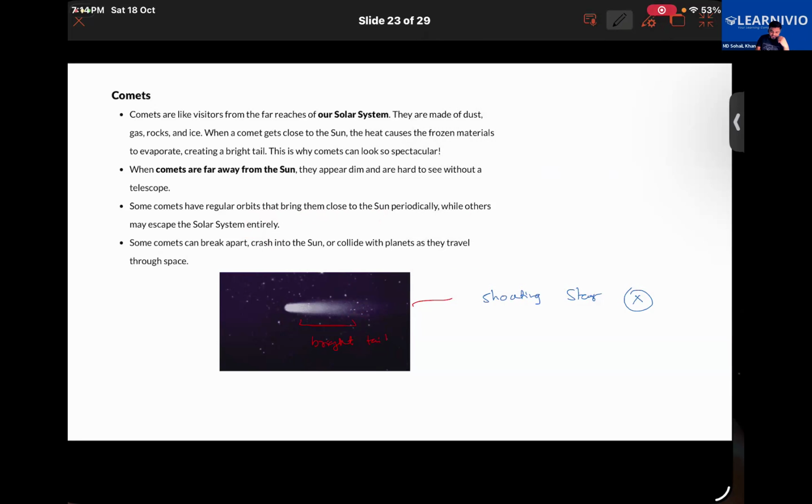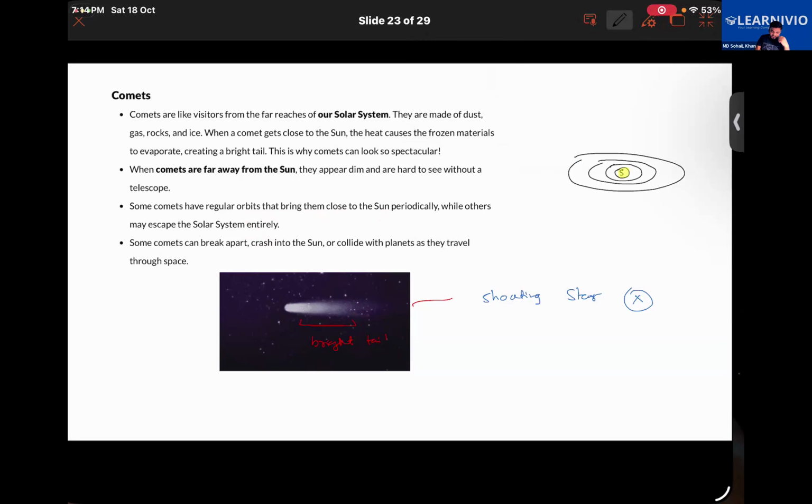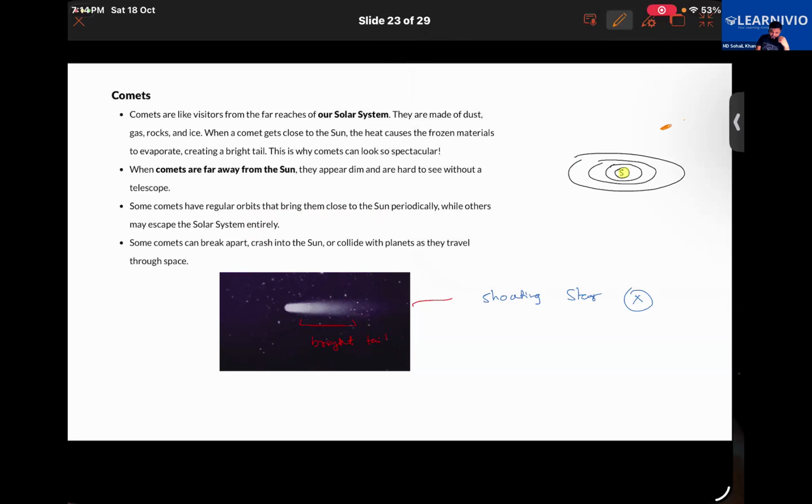Suppose that this is the solar system where the sun is at the center. That's the orbit of the different planets, suppose Mercury, Venus, and Earth and all that. Suppose this is a comet coming from somewhere. Let me write over here. This is a comet that is coming from a very far away galaxy, let's say. It will come like that and pass through the solar system. And it may never return back. It will completely escape from the solar system.